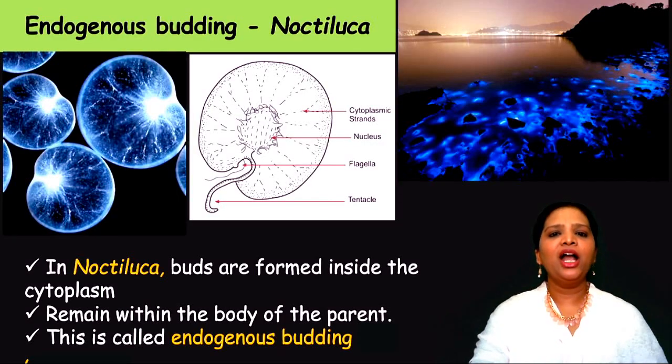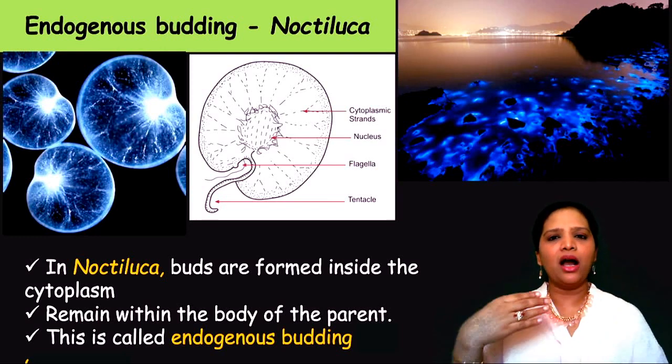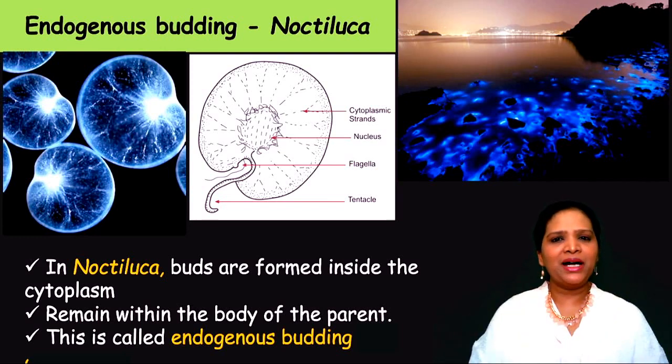So hydra, yeast and sponge are examples of exogenous budding. What is exogenous? Exo means outside. There the buds are produced outside the parent cell. That's why it is called exogenous budding.